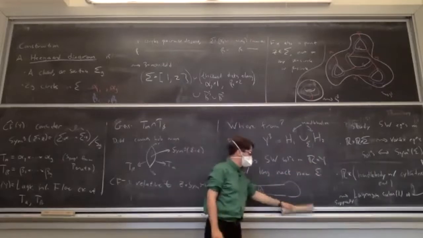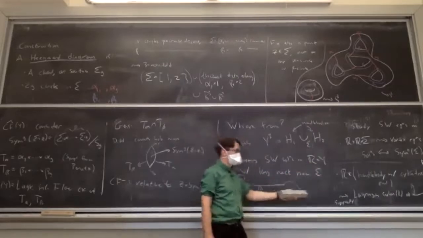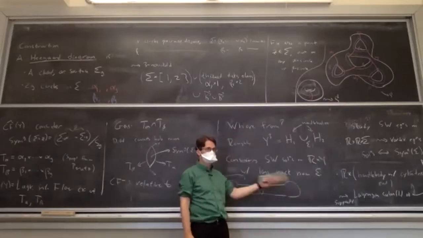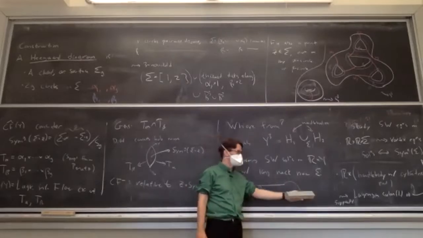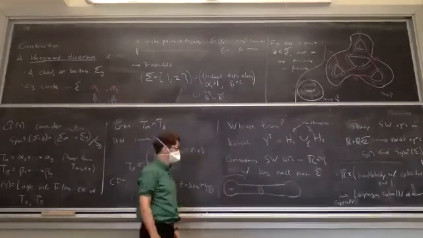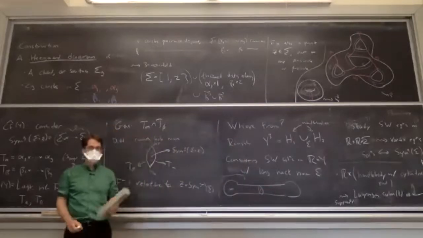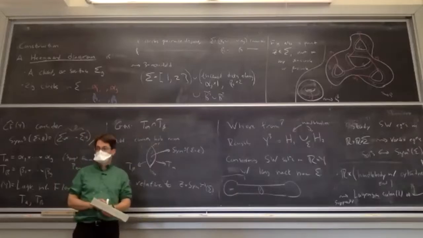There is work of various people making parts of the story precise, but this is not how the proof goes. The proof that Seiberg-Witten is Heegaard Floer, by Kutluhan, Lee, Taubes and others, goes by different techniques than this. But this is where the motivation came from. More questions?